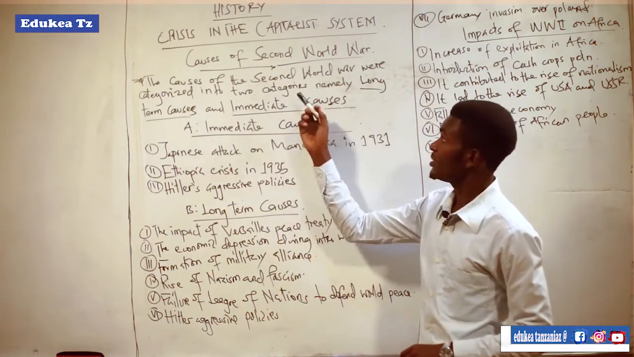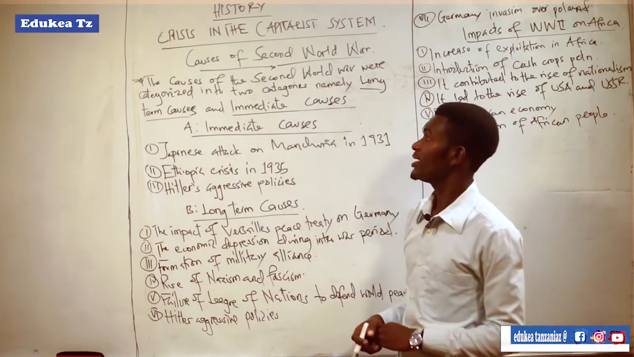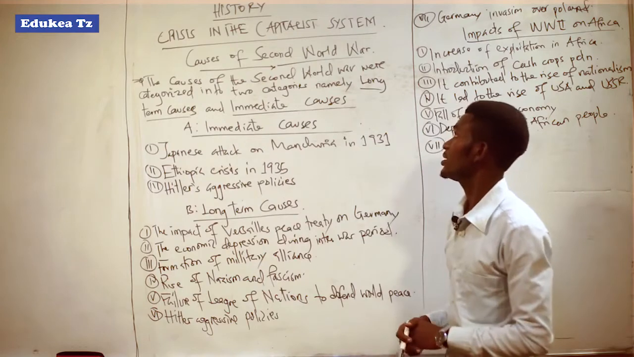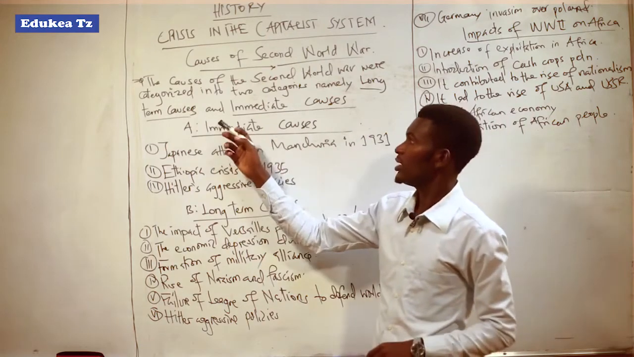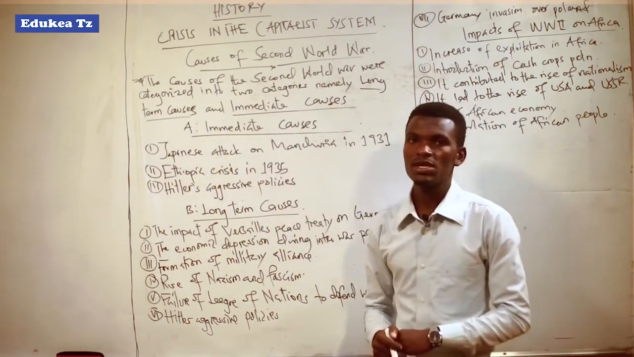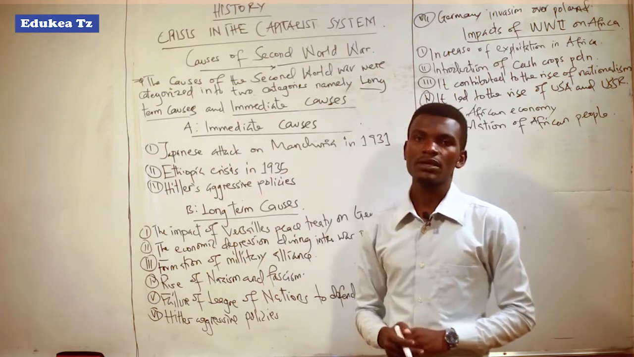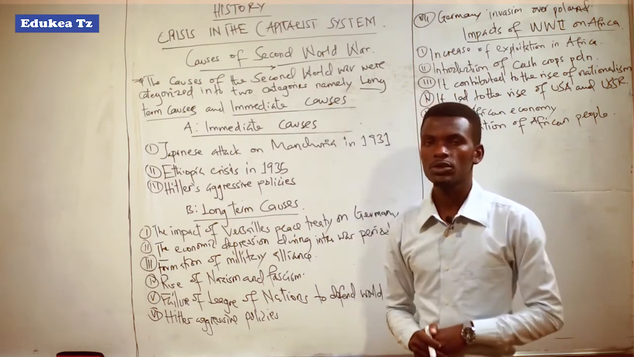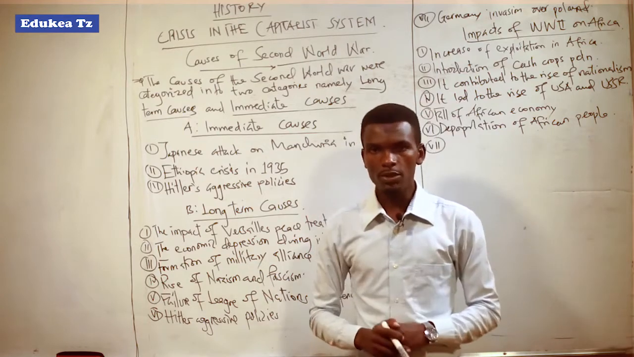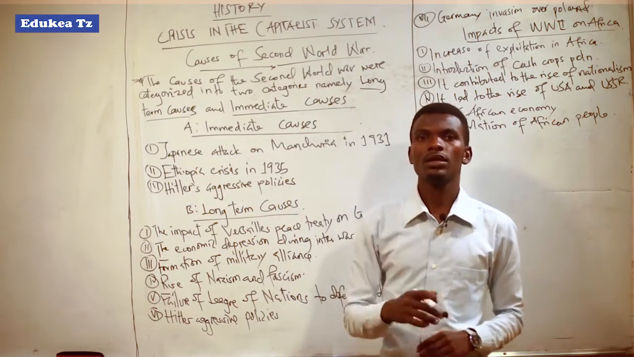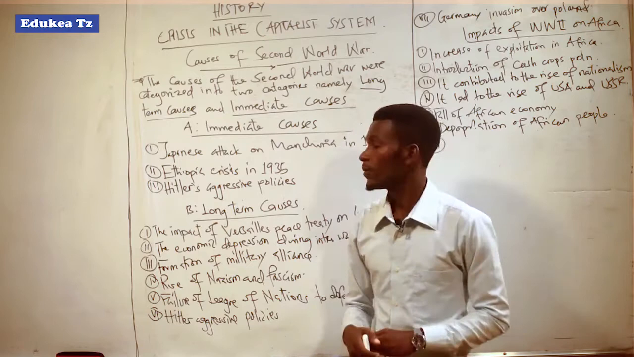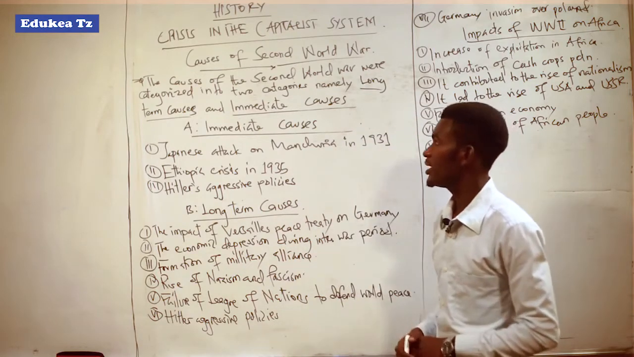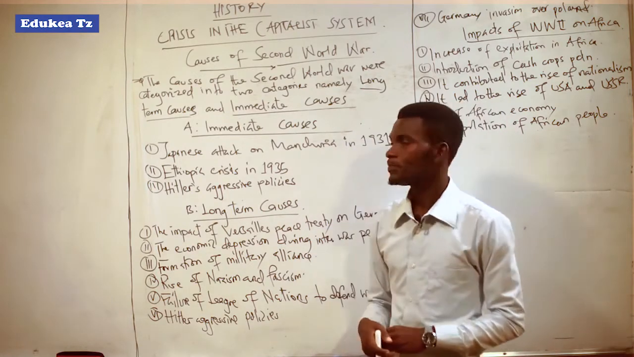The causes of the Second World War were categorized into two categories, namely long-term causes and immediate causes. So let us start with the immediate causes.